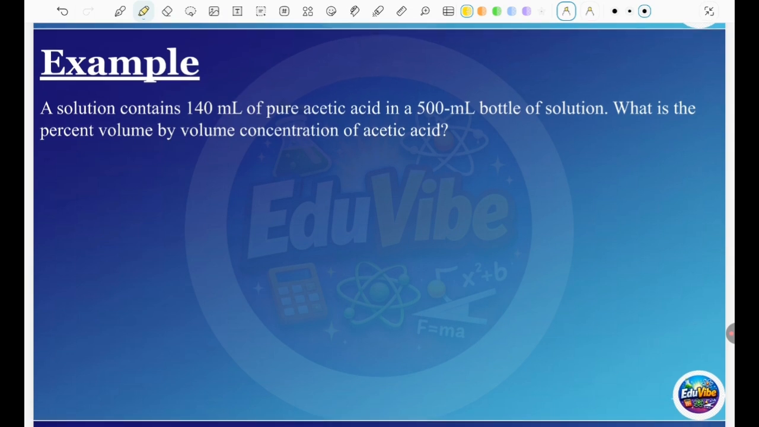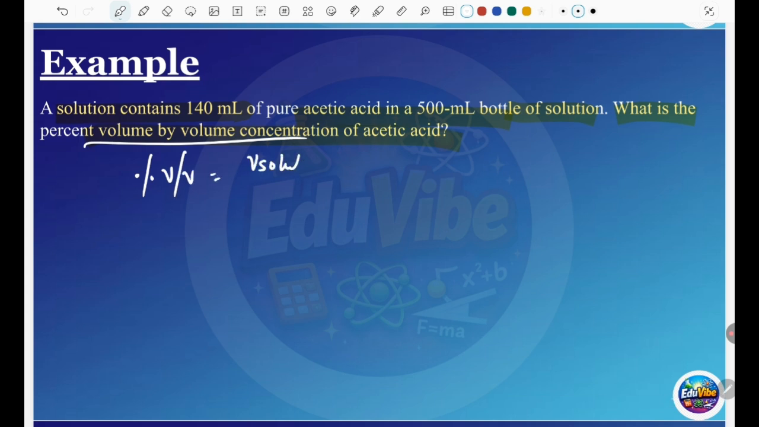The first example: a solution contains 140 ml of pure acetic acid in a 500 ml bottle of solution. What is the percent volume by volume concentration of the acid? They mention you have to find the volume by volume concentration, which means you have to find the percent volume by volume. So you have to know the volume of solute and the volume of the solution, multiplied by 100.